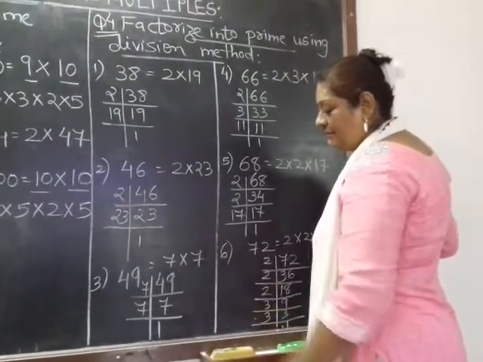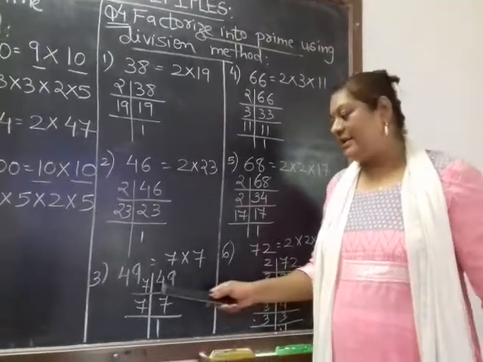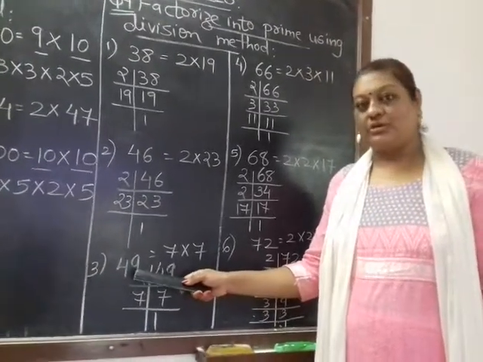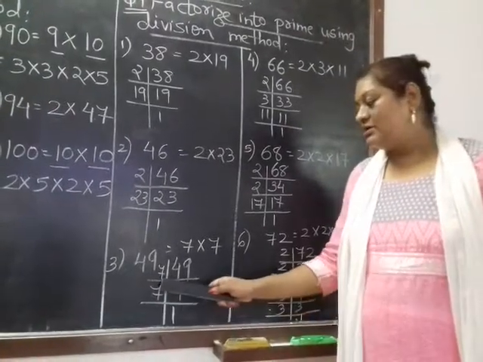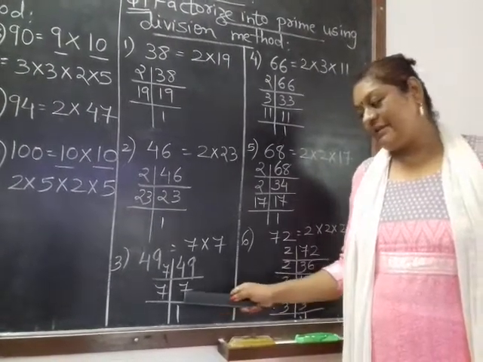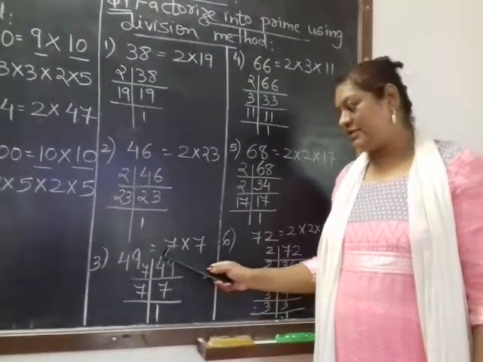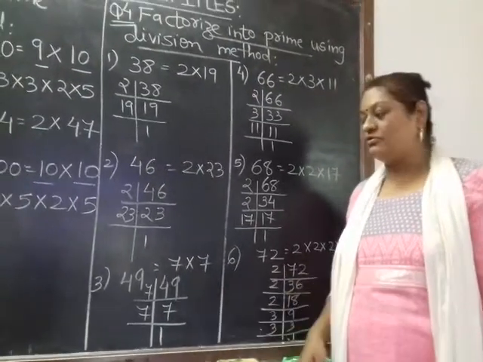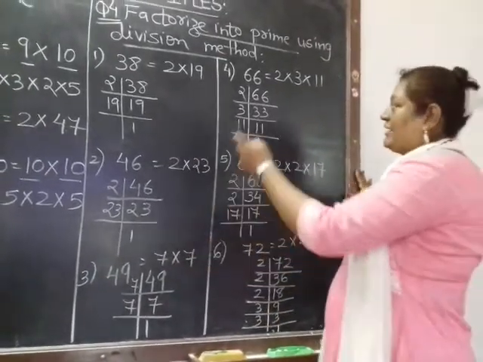Same way 49. Now you know very well, children, that 7 7s are 49. It does not come in the table of 2, neither 3, neither 5. So the next prime number we have is 7. So 7 7s are 49. 7 again is a prime number. So divide 7 by 7. Your answer is 1. So which are the two factors of 49? 7 into 7.